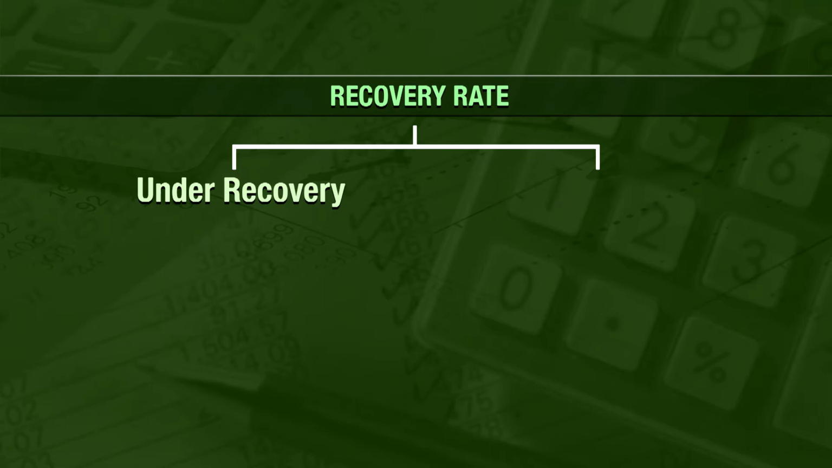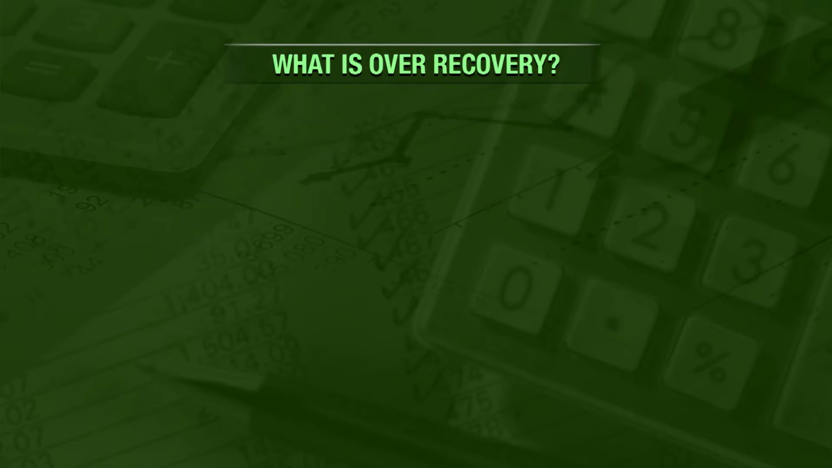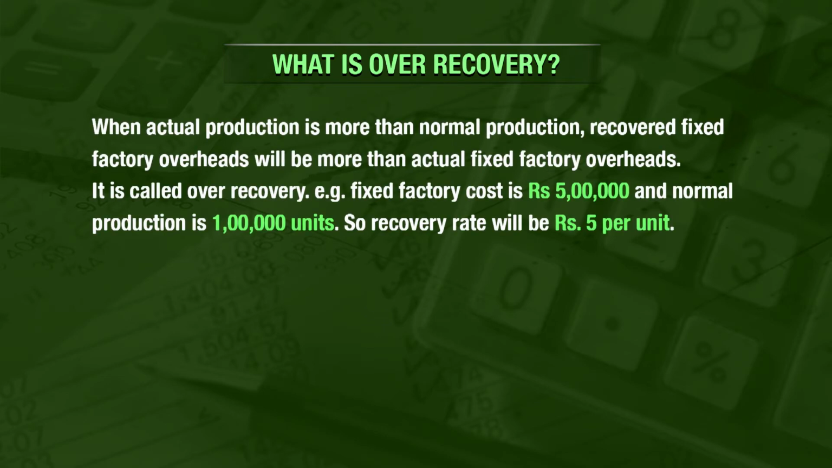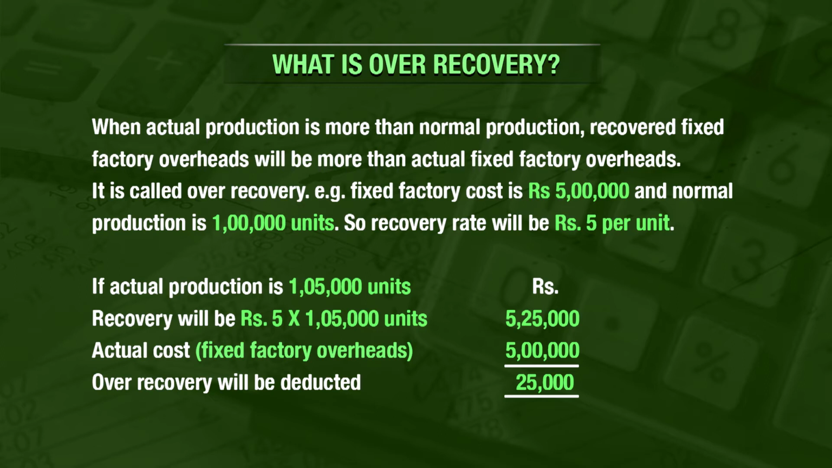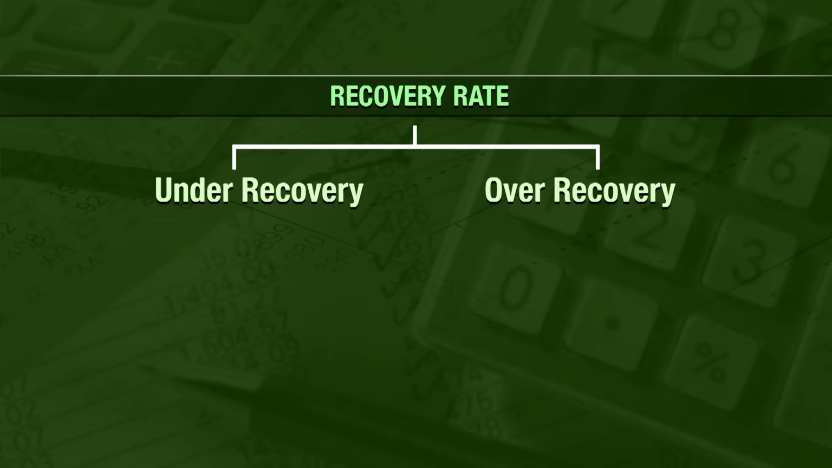Now, let us try to understand what is over recovery. Over recovery is just the opposite of under recovery. When our actual production is more than normal production, in this case the question of over recovery would arise. The question is the same: our fixed cost is rupees 5 lakh, normal production capacity we have determined is 1 lakh, assume that our production is 1 lakh 5,000. So in this case our total collection will be 5 lakh 25,000, but our actual fixed cost is only 5 lakh rupees, and therefore the 25,000 rupees is our over recovery and will be added back to the adjusted profit.